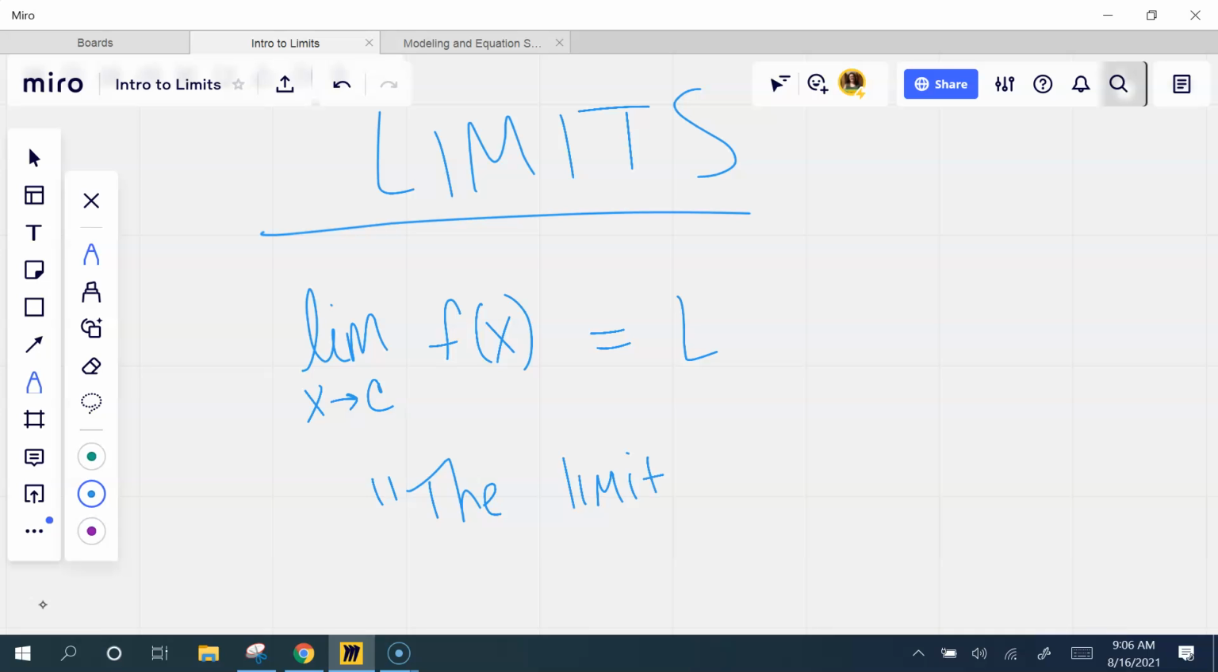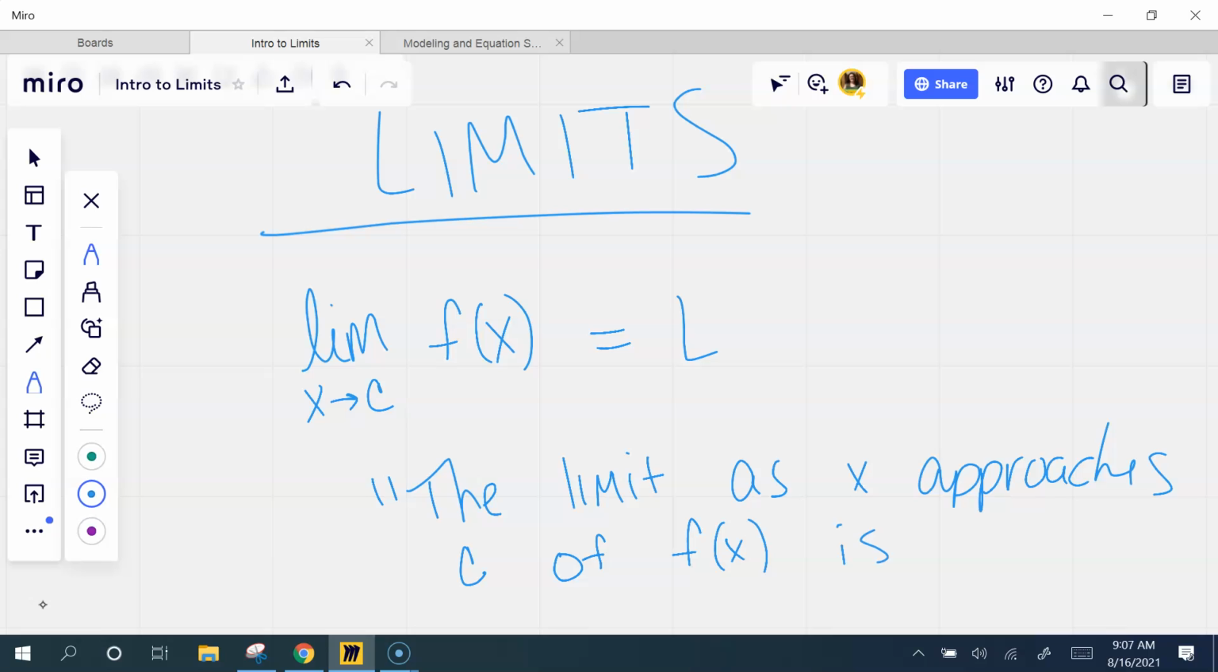The limit as x approaches c of f of x is L. A constant, a value. For right now, it's a value. That's the word form. That's how you read it, how you write it and how you read it. Now, I want you to take out your calculator for a minute.